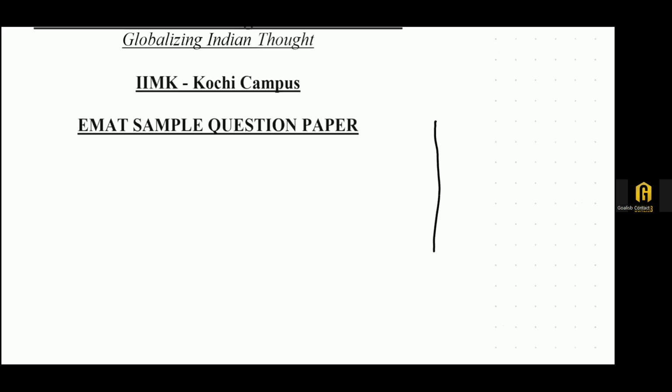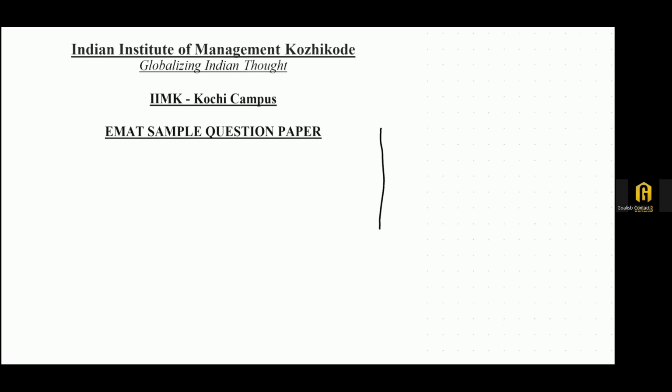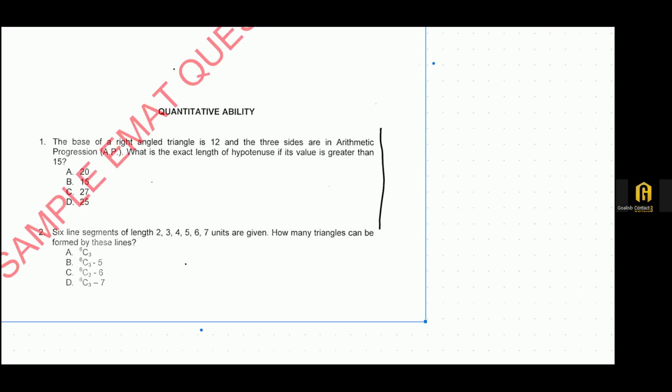So the next question is again a layered question. It needs the knowledge of both permutation combinations and geometry. So the question says you have been given 6 line segments and you have to draw triangles out of them. So you join any 3 line segments and you will be able to form a triangle.